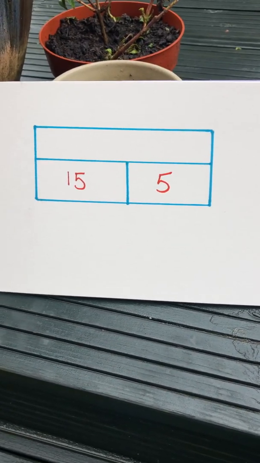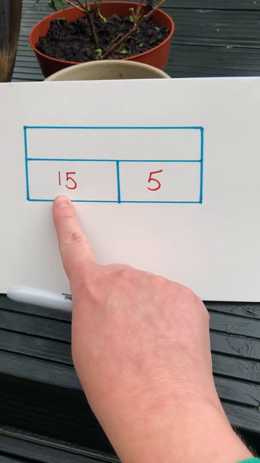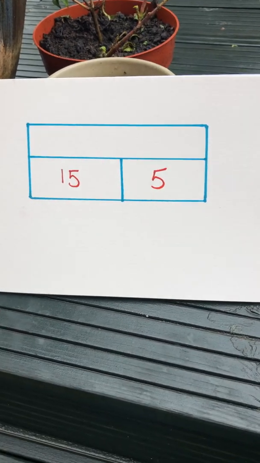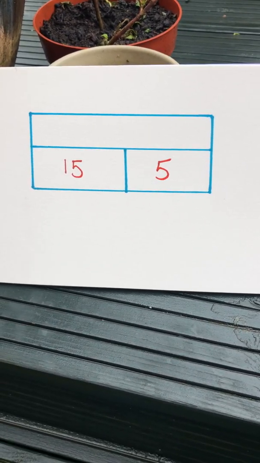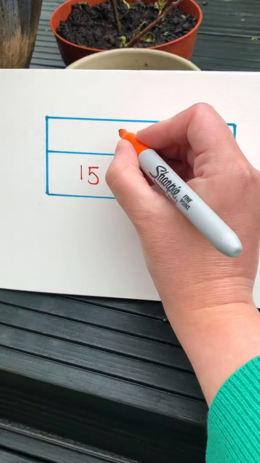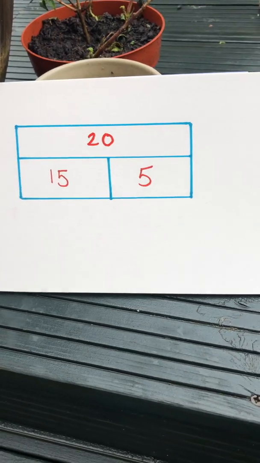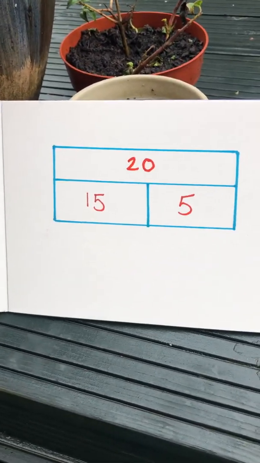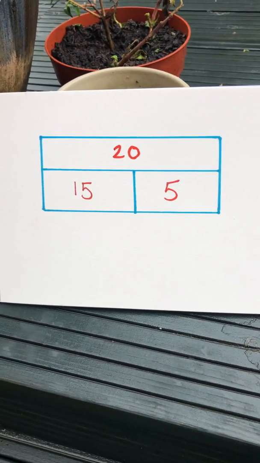You could use counters, you could use your fingers, you could put the biggest number in your head first and then add on the 5, whichever way works best for you. And when you've done it, you should get the answer 20. So I have shown the worded problem on a bar model.